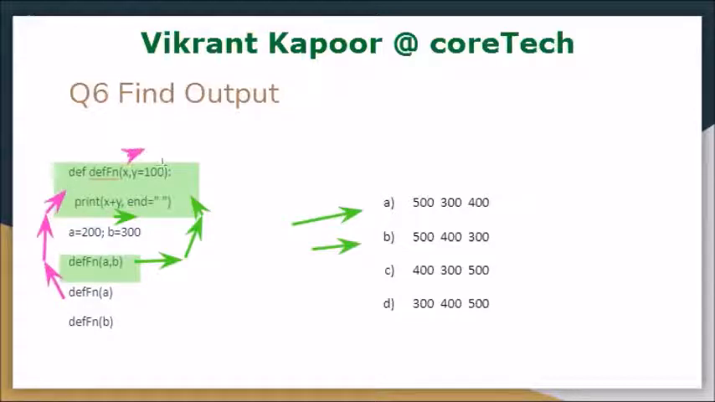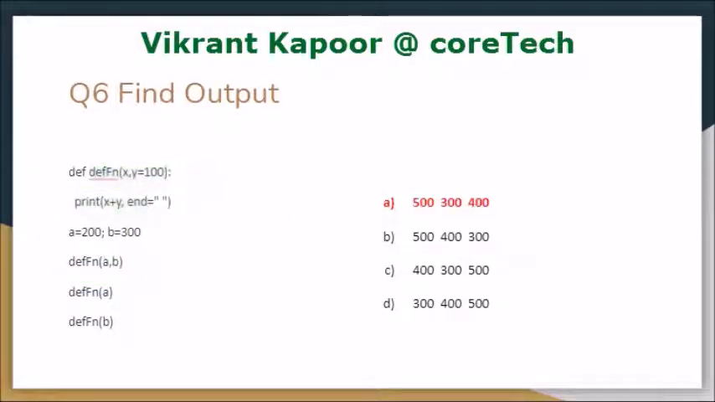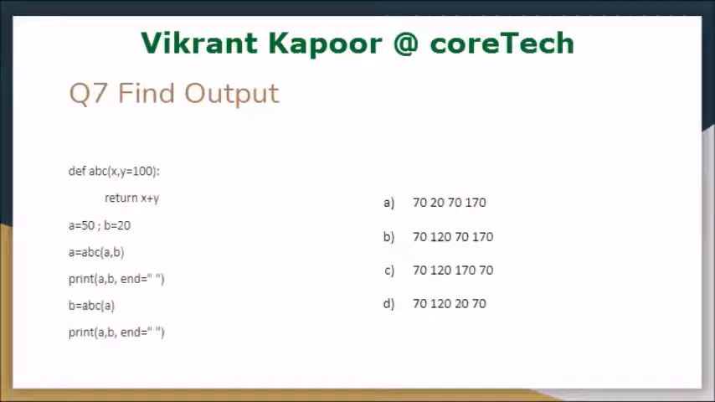This will be 200 and 100. So we should have 300 at this place. Let's check the answer. The correct answer is this. We will not at all be in a hurry. We will check all these statements provided in the function.